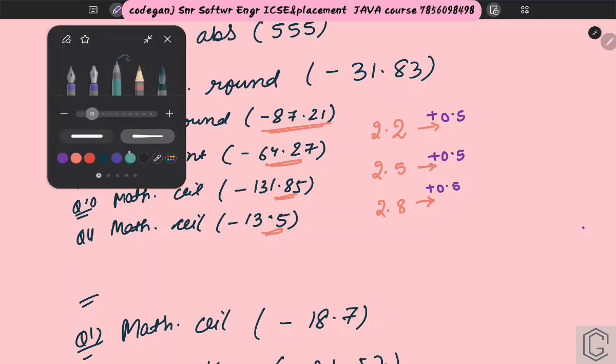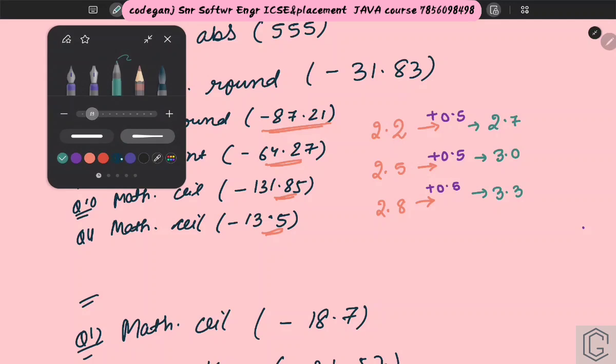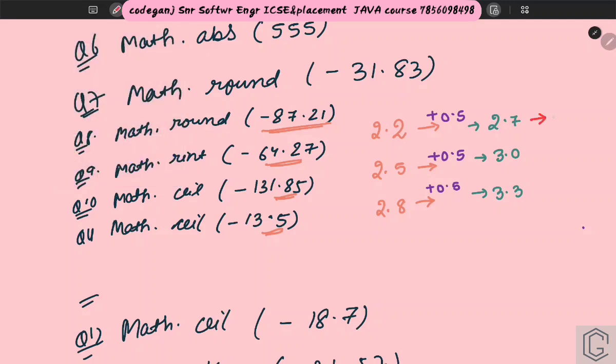Now what is the answer after adding 0.5? 2.7, 3.0, 3.3. And then after this, it will remove the decimal part. And this is your answer.